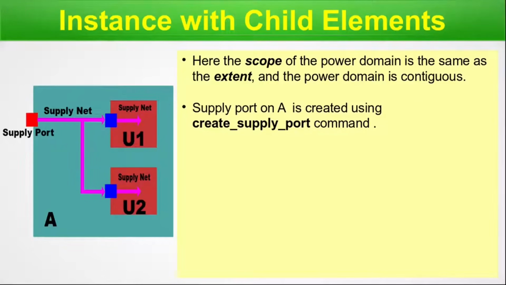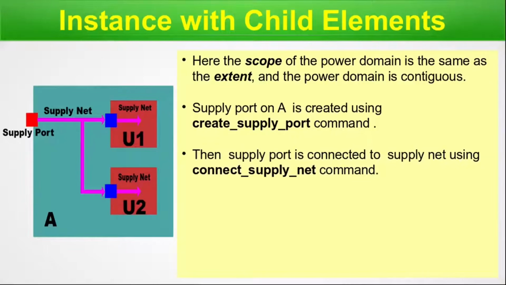The supply port on A is created using the create supply port command. So the red supply port at the outer periphery is created with the create supply port command. Generally, if it is the top level, this will be connected to the ADIO ring in the actual chip. Then the supply port is connected to the supply net using the connect supply net command. So this port has to be connected with the supply net. The pink color is the supply net, and that is getting connected with the supply port using the connect supply net command. These are UPF commands.